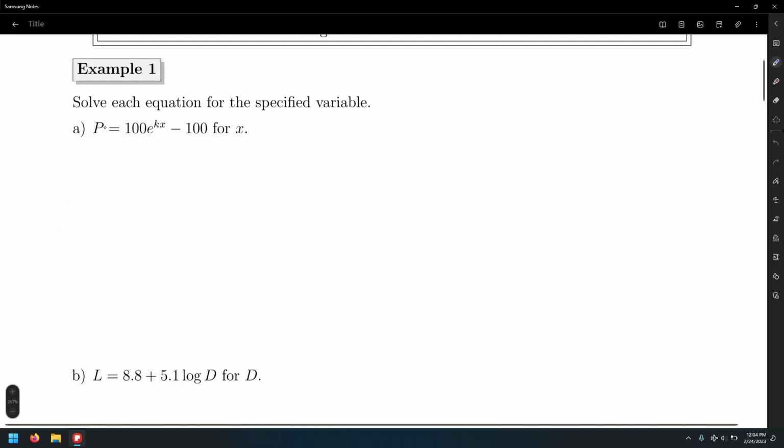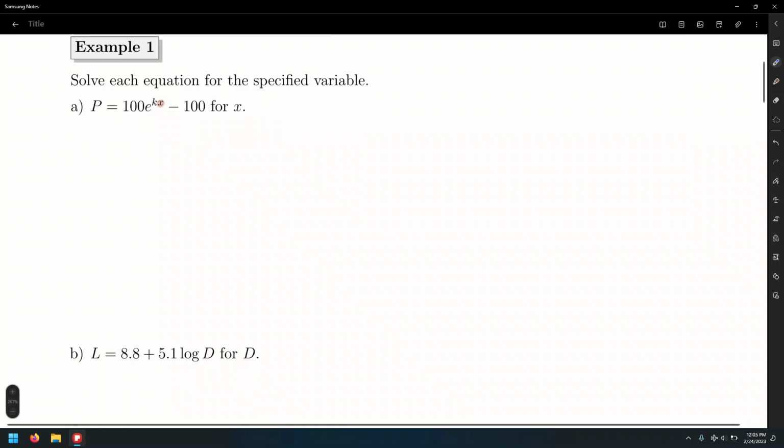So what do we have? P equals 100 e to the kx minus 100, and they're asking us to solve for x. Let me highlight the variable that they're asking us to solve for. Our target variable here is in the exponent, by the way. So let me add 100 on both sides and leave the exponential: 100 e to the kx equals P plus 100.